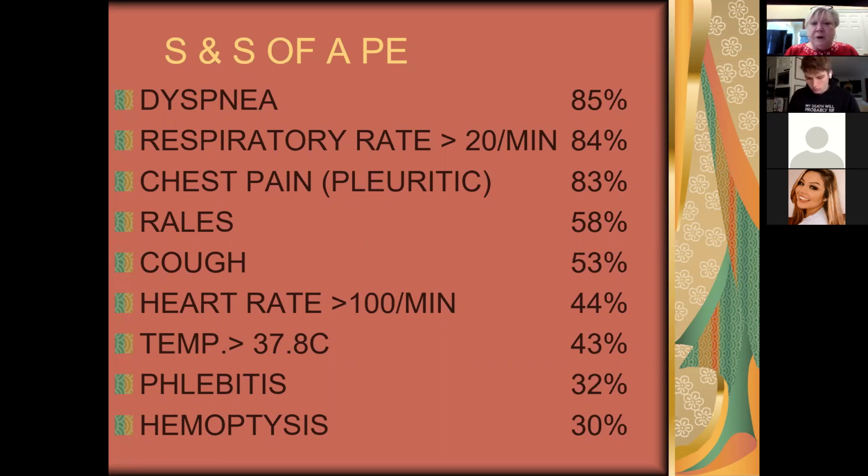They might cough. They will become tachycardic. They might have a low-grade temperature. But typically, sudden onset of shortness of breath and tachypnea and air hunger. And it comes on very, very quickly.